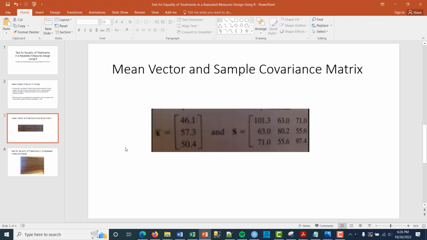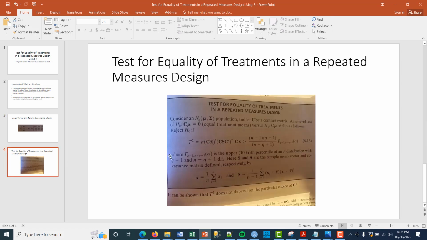So these are the values right here. The mean vector is there, 46.1, 57.3, and 50.4. And the sample covariance matrix is there on the right. What we're going to do is calculate this T-squared statistic. This is a multivariate T-squared. If you're familiar with the F distribution from statistics, this is a multivariate analog to that.